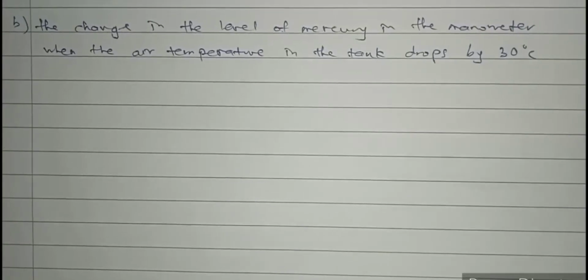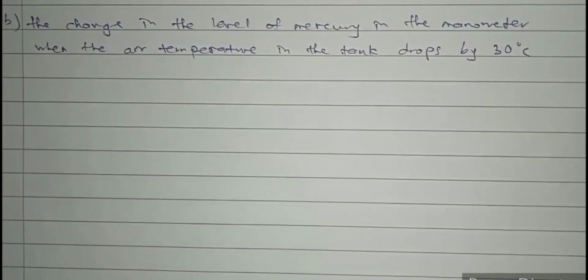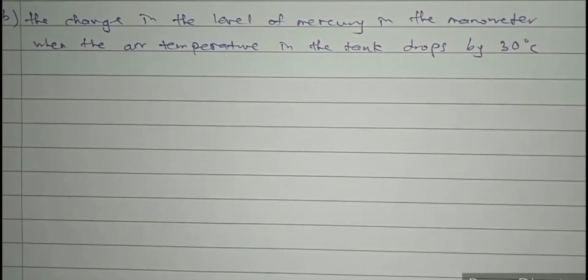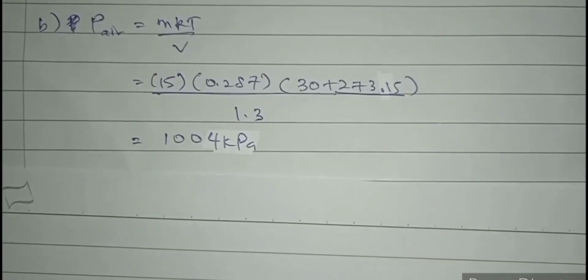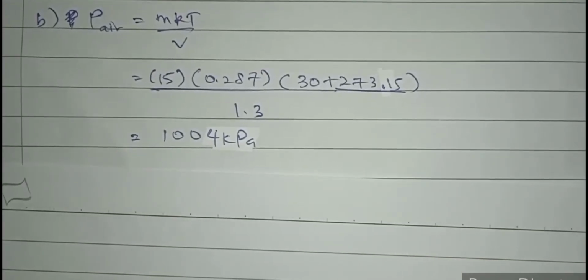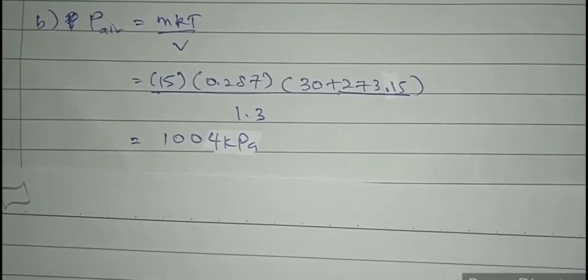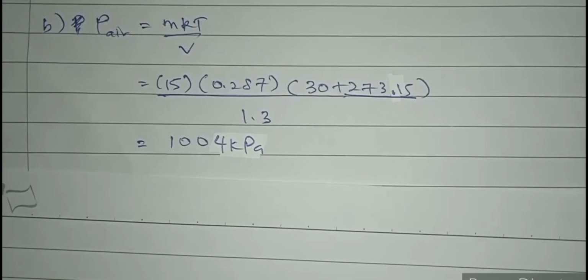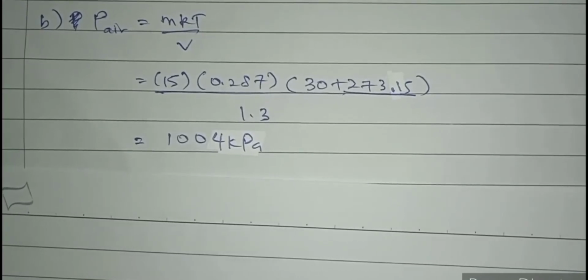Now for question 3B, determine the change in the level of mercury in the manometer when the air temperature in the tank drops by 30 degrees Celsius. So first, we must find P air after the temperature drops by 30 degrees, using the same equation as in 3A, and we get the answer.